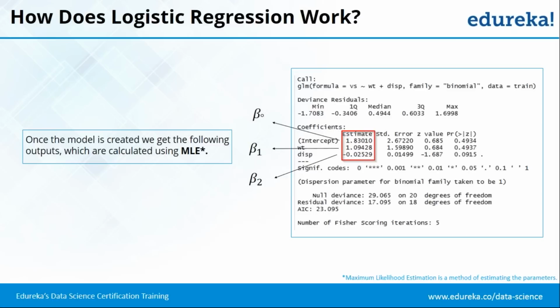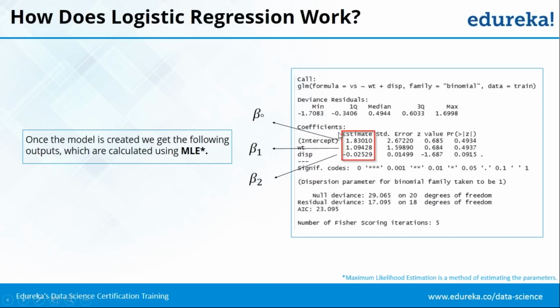Remember, in our estimated regression equation, our formula was logit of y equal to beta naught plus x1 beta 1 plus x2 beta 2 plus x3 beta 3 and so on, right? So over here, our beta naught will be the constant value. Our beta 1, that is the WT, is the independent variable that we have fed to our model. The coefficient for that is 1.094, that is beta 1. DISP is the coefficient for the model which is beta 2, that is minus 0.02529.